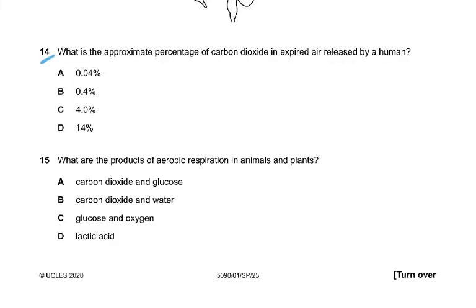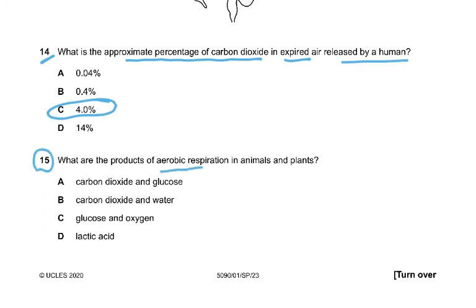Question 14. What is the approximate percentage of carbon dioxide in expired air released by a human? So the answer to that is C, 4%, because you see the air entering has a very small percentage, and then it increases to 4% because of the carbon dioxide being exhaled out in the expired air.